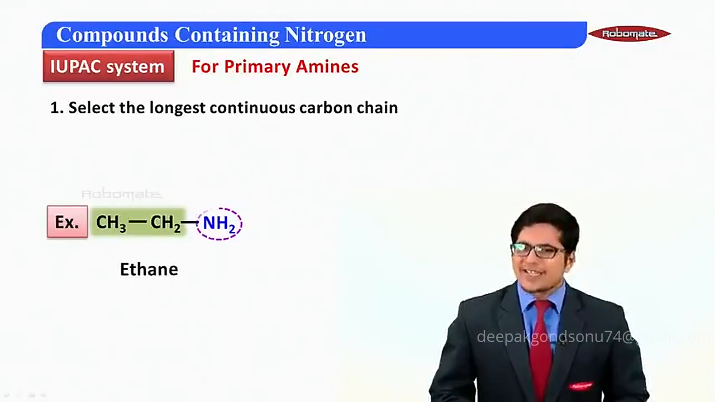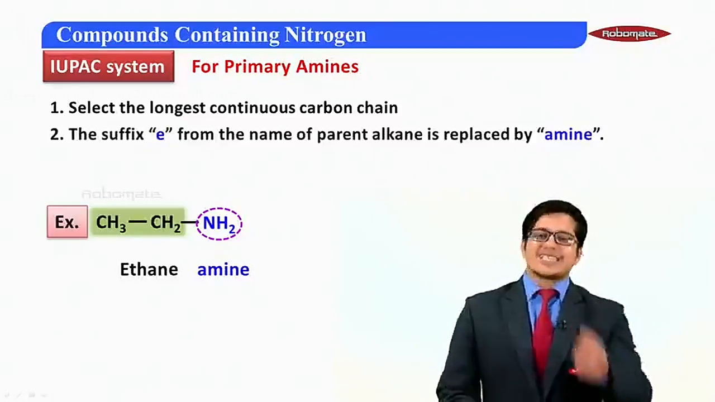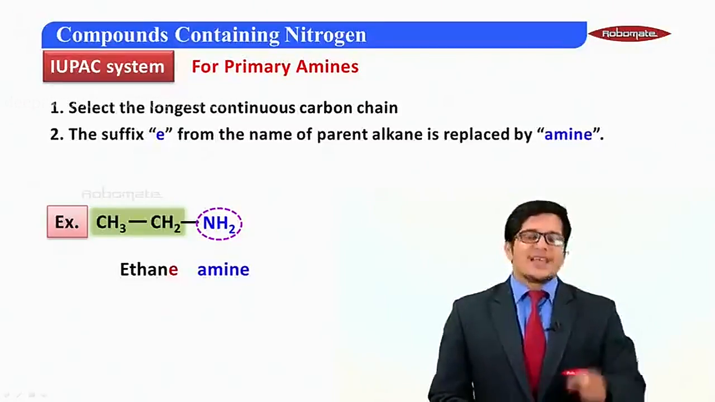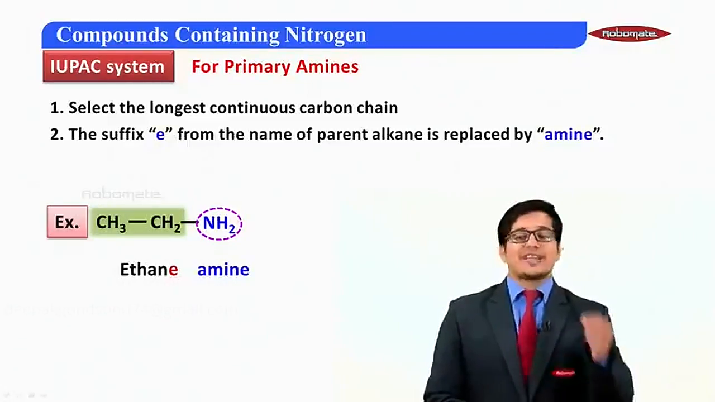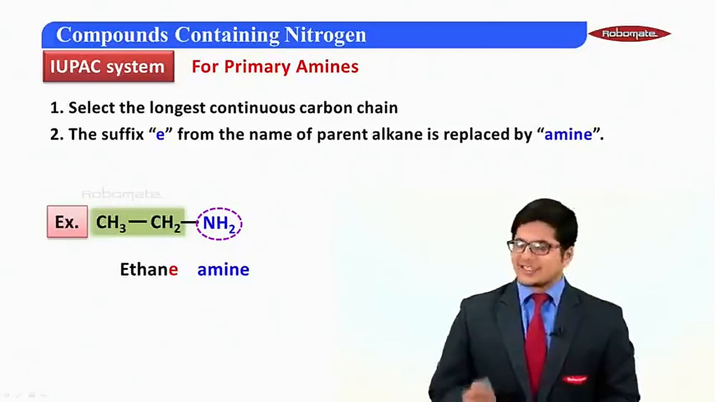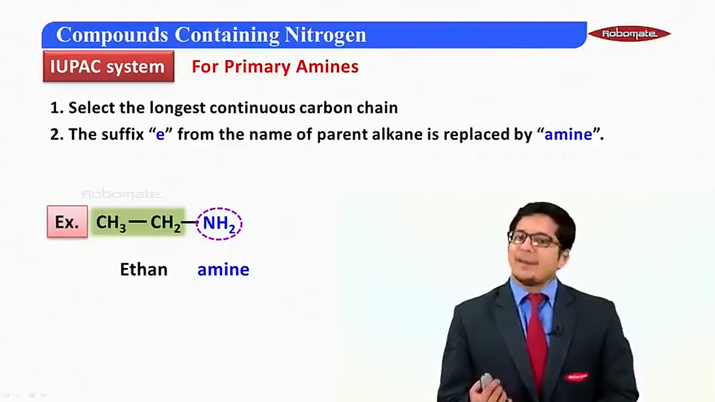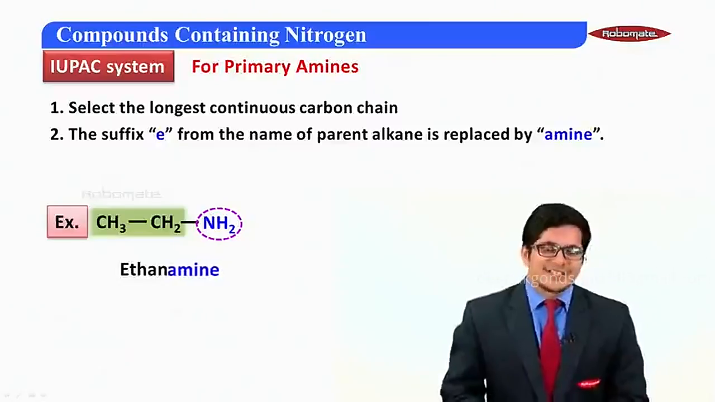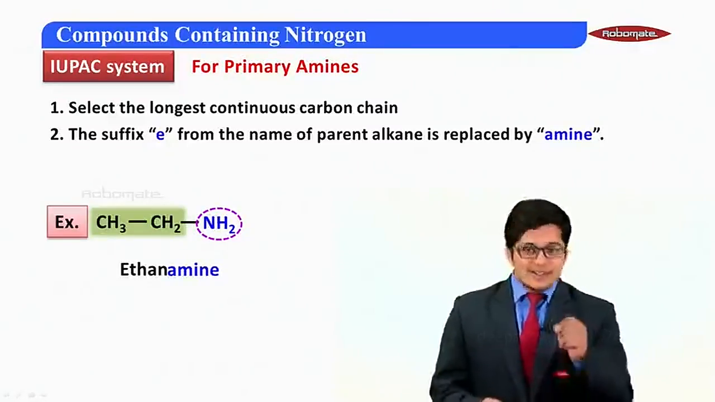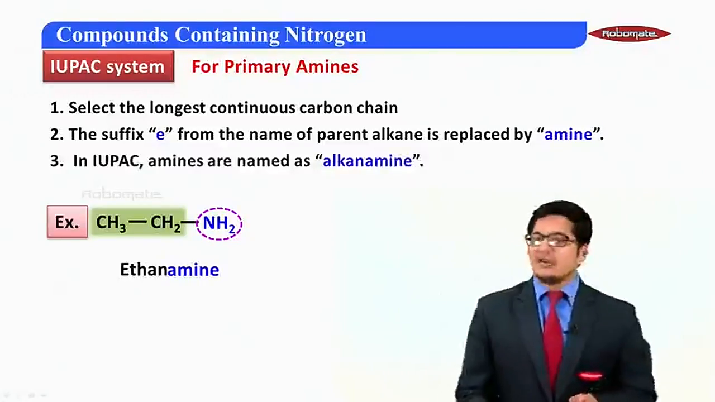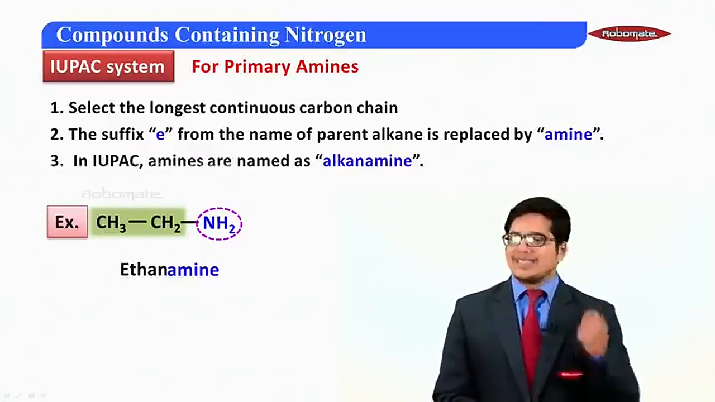Also, do we have an NH2? Yes, we have. So it is an amine. Let's see the second rule. It says that the suffix E should be removed and instead of that, amine should be placed. So now ethane, the last E needs to be removed and amine needs to be attached. So the name of this compound becomes ethanamine. Therefore, the third rule says that in IUPAC, amines are named as alkanamines.